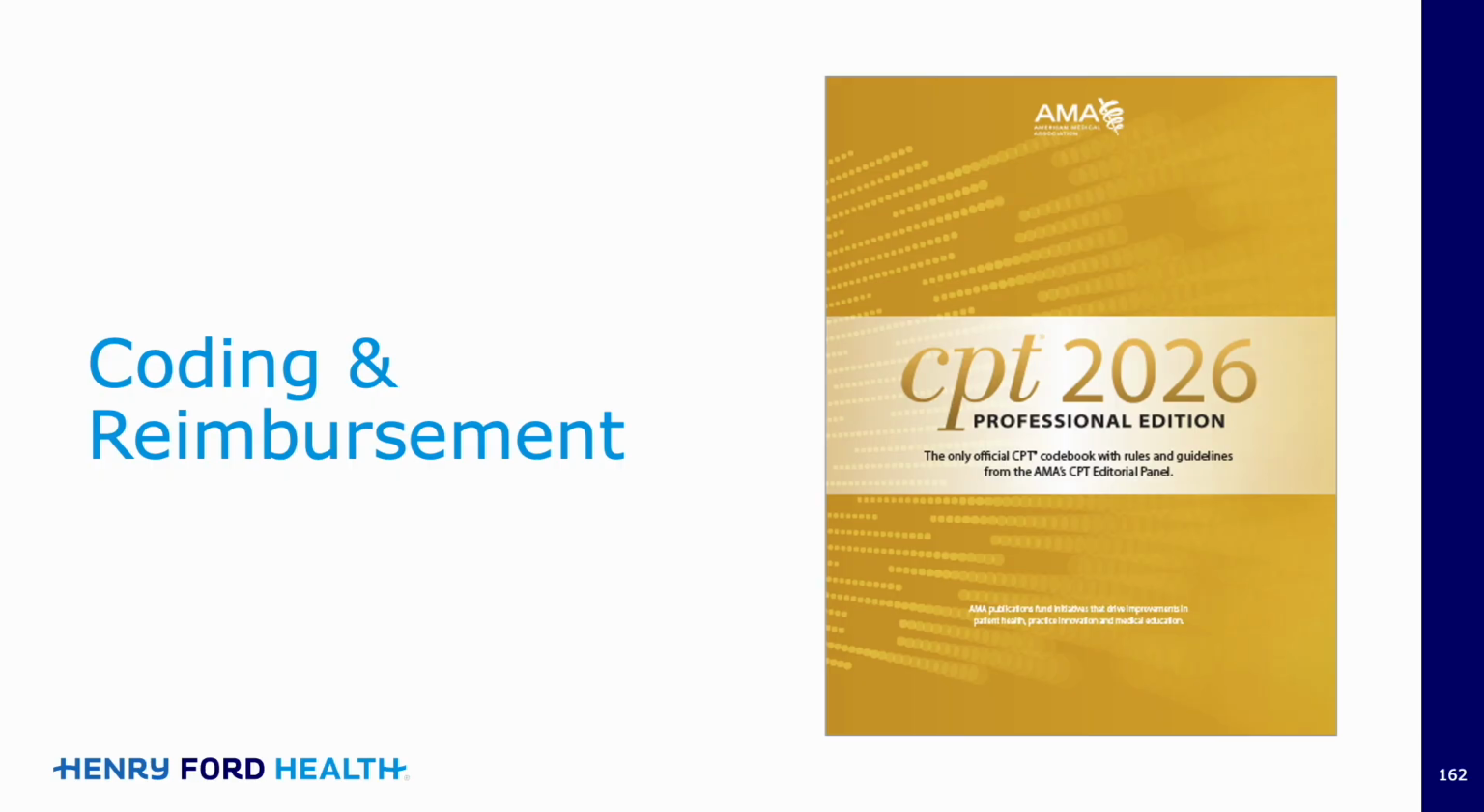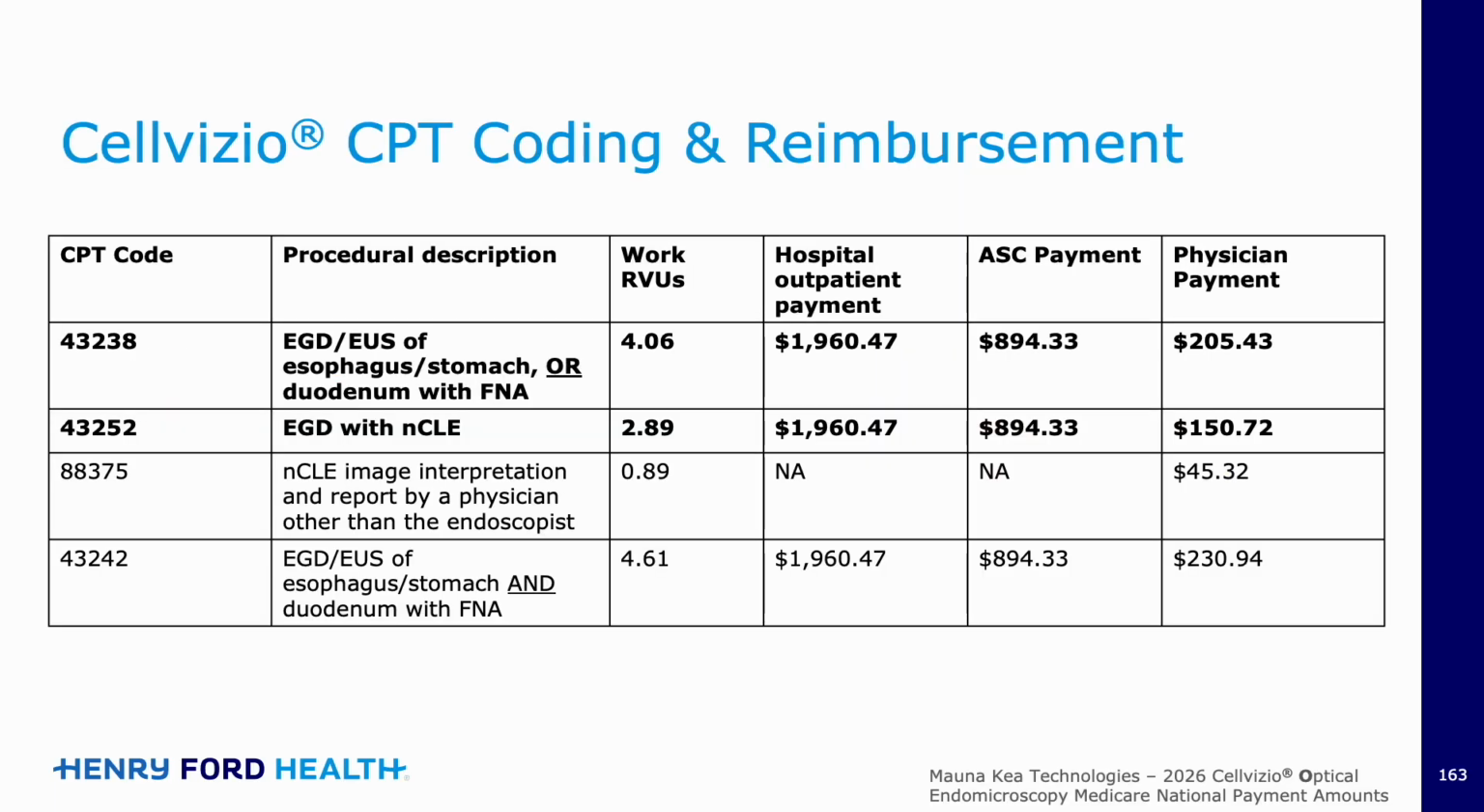So the following few slides are where the money is, pun intended. I will be listing the currently available CPT codes for both NCLE and RFA. And the numbers listed are from CMS national averages, so they may vary based on the payer that you're dealing with. It is imperative to understand the coding for these procedures and to make sure that they're actually included in your billing system. Starting with Cellvizio, you basically have 2 CPT codes, which are in bold here.